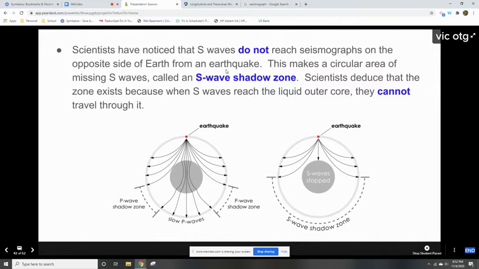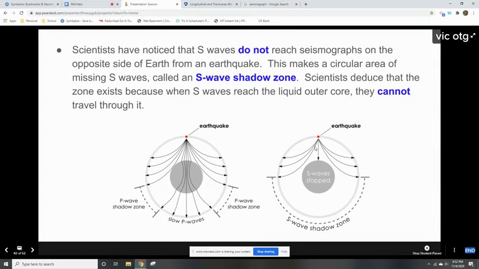Unlike P waves, S waves do not reach seismographs on the opposite side of the Earth from an earthquake. This makes a circular area of missing S waves called the S wave shadow zone. Scientists deduce that the zone exists because S waves reach the liquid outer core and they cannot travel through it.